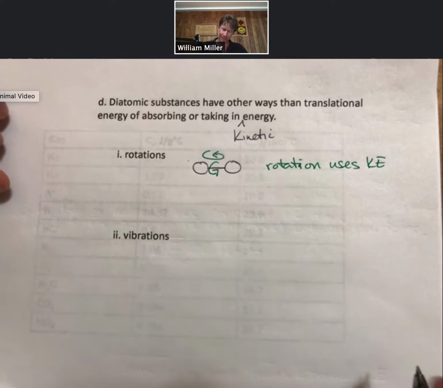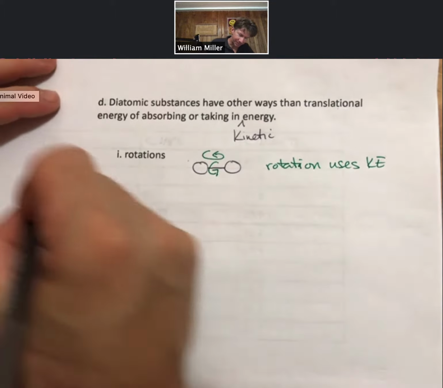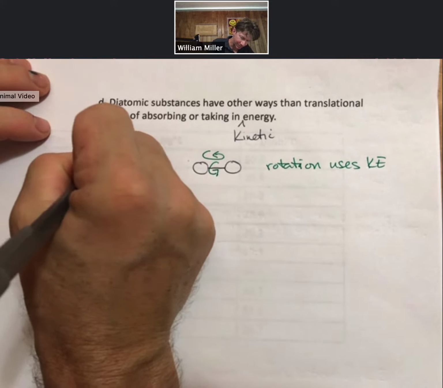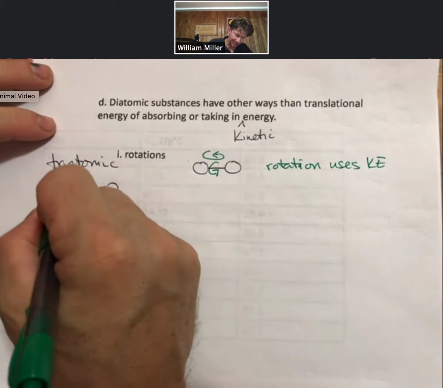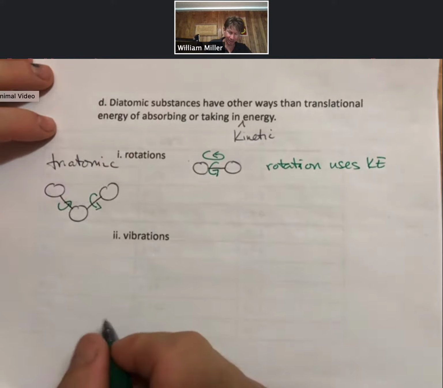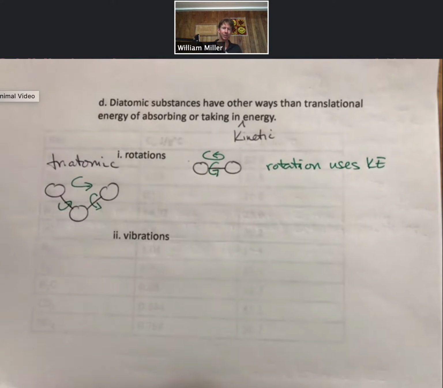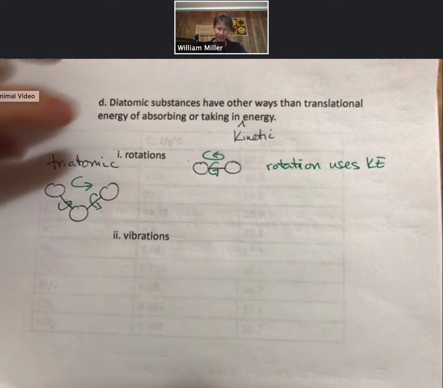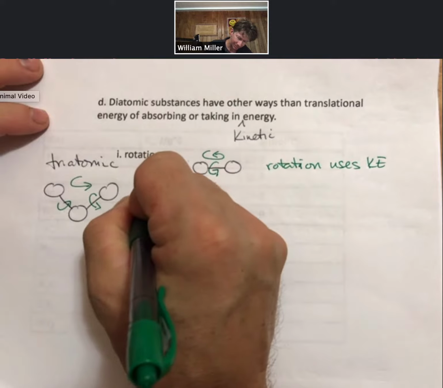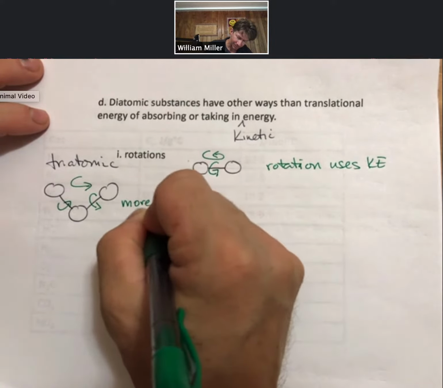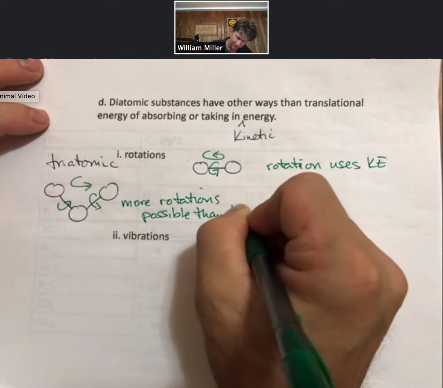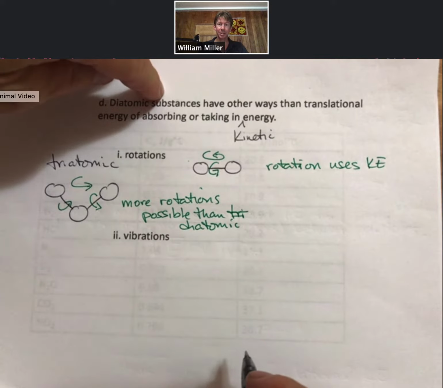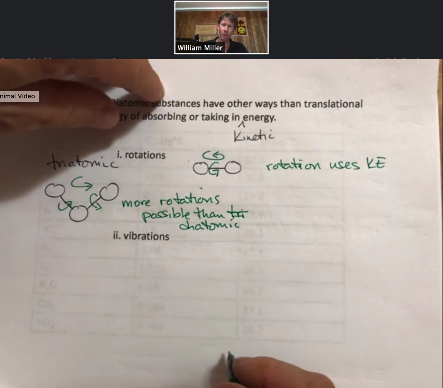And you might imagine that if there's a diatomic versus a triatomic, that a triatomic can rotate this way, it can rotate that way, all kinds of ways. And a triatomic has more rotations possible than a diatomic. And a diatomic has rotations possible, but a monatomic or an atom has no rotations possible.